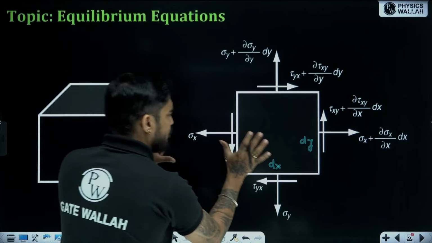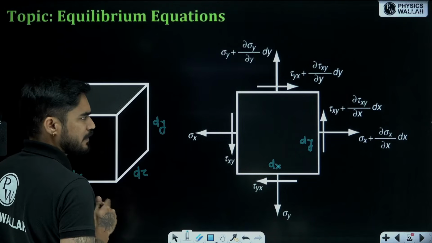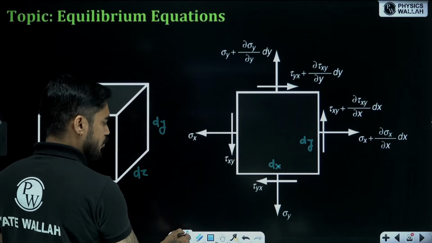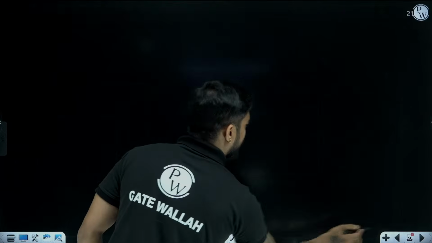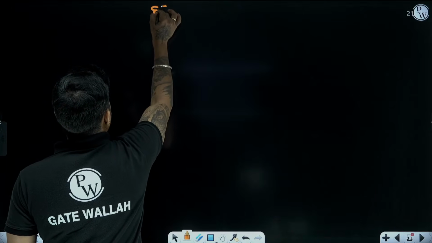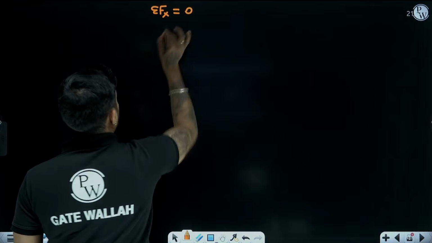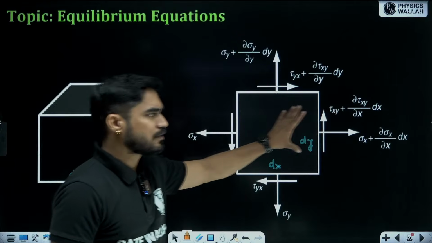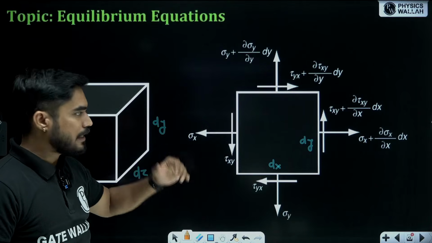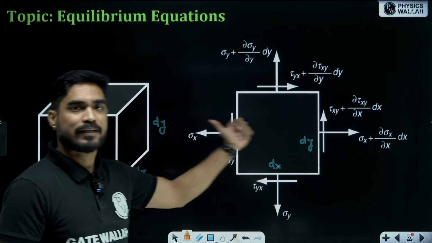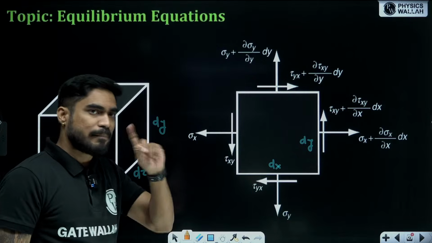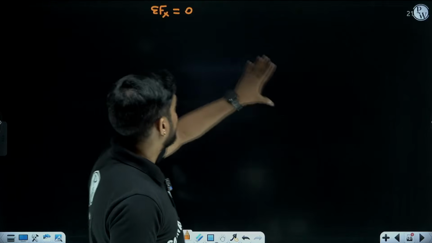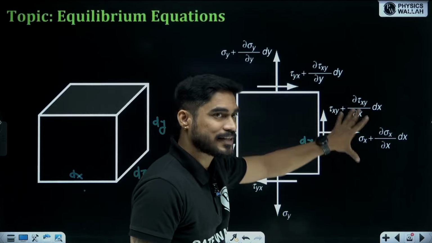So if this body is in equilibrium, the net force in x direction should be 0, net force in y direction should be 0. So let's apply the equilibrium equation. Let me write summation of fx should be 0. Now in the x direction, what is the total force? Let's consider the right side force to be positive, left side force to be negative. But remember, these are stresses, these are not forces. So if you are writing this equation, you have to convert stress into force.